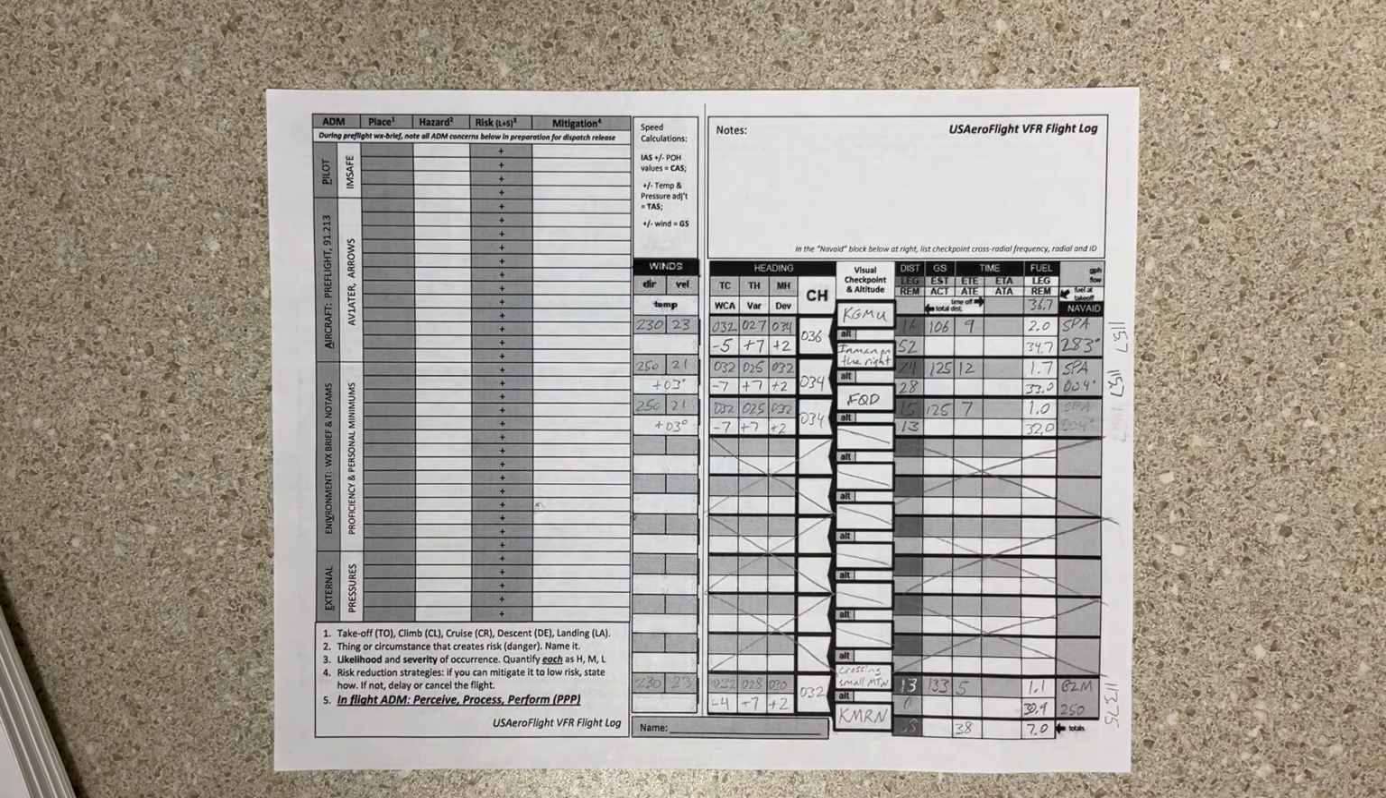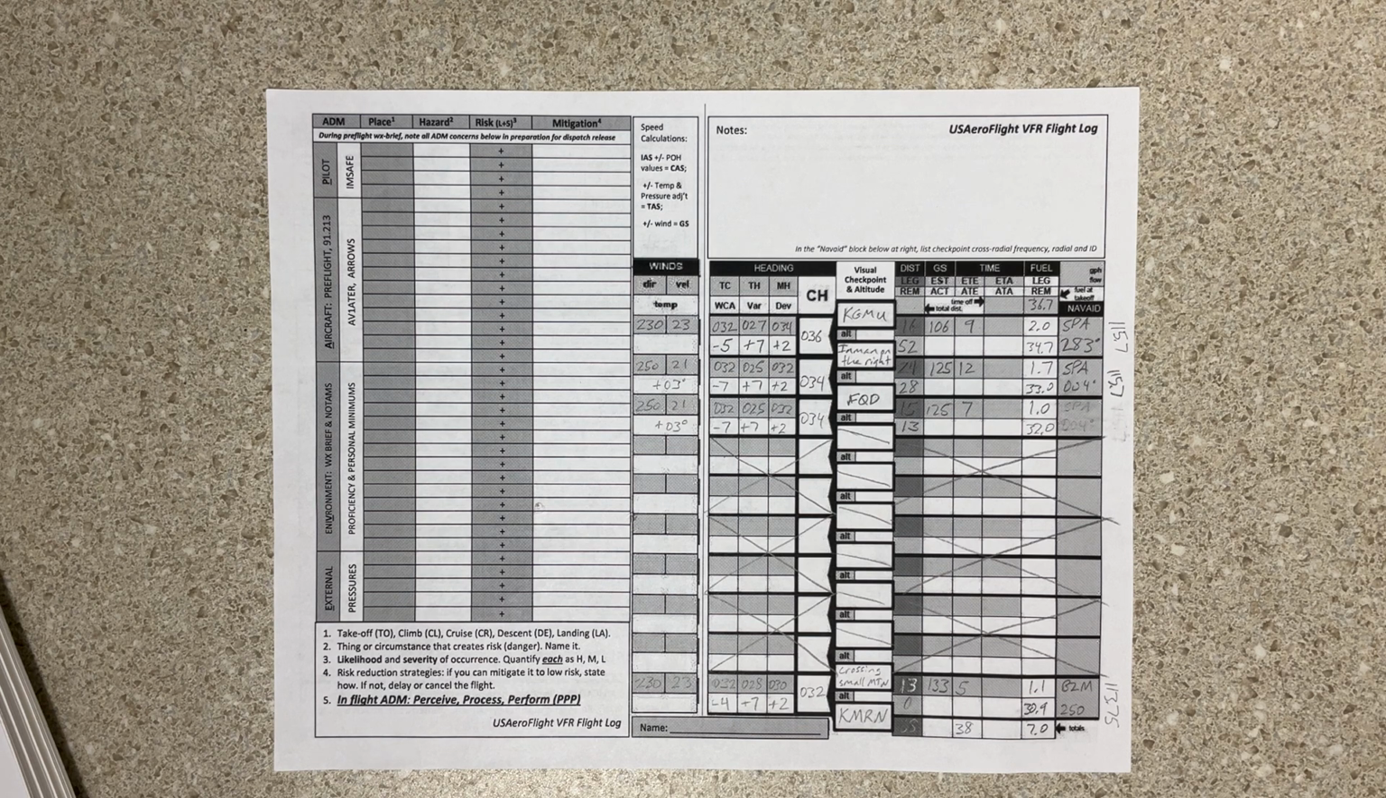Now let's take a look at some of the extra areas on the flight log. On the front page, one of the biggest areas that stands out is the ADM section. Remember, ADM is Aeronautical Decision Making. So this is where we document any hazards that would pose a risk to the safety of our flight. This section should not be used for theoretical hazards, only for things that have actually come up or may come up on this particular flight.